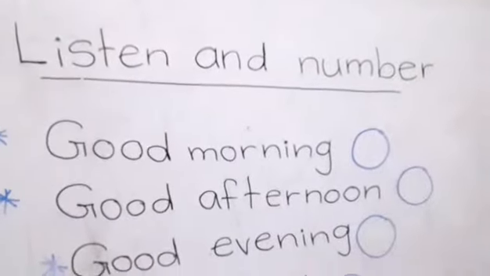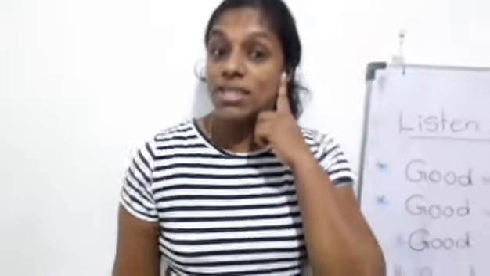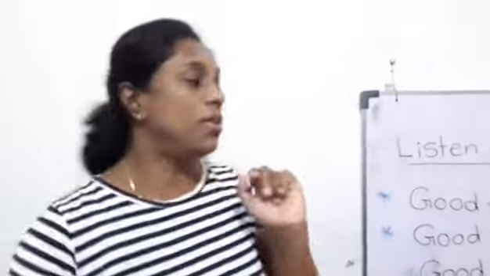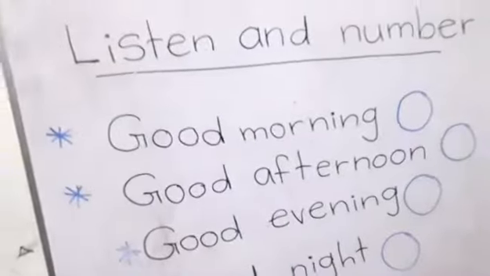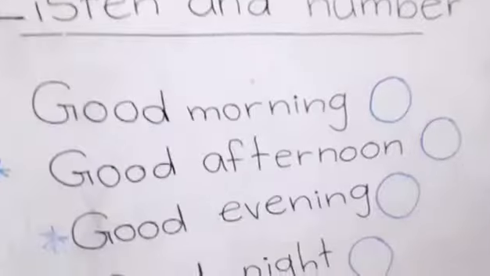What do you mean by listen? You have to listen, and put the number in the circle. Right? Okay, are you ready? You copy this down? Yes. Now you must put the number in your copied sheet when I am reading.